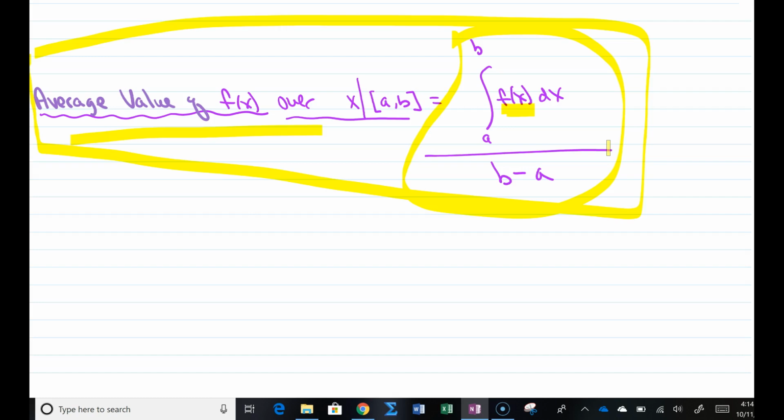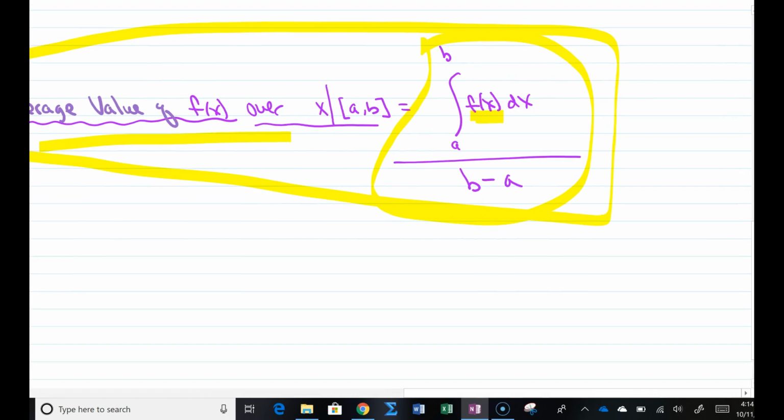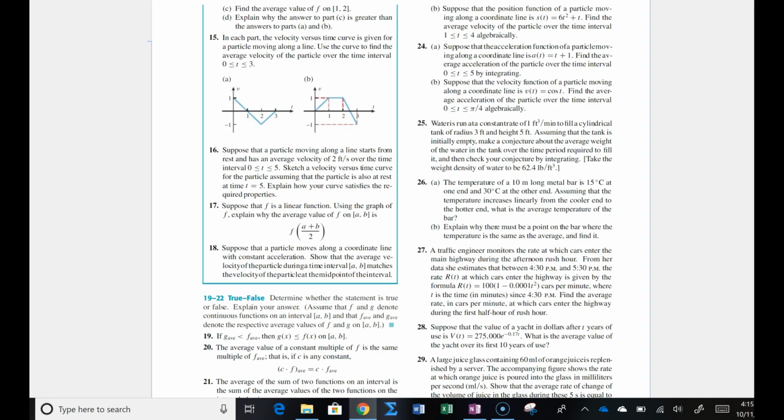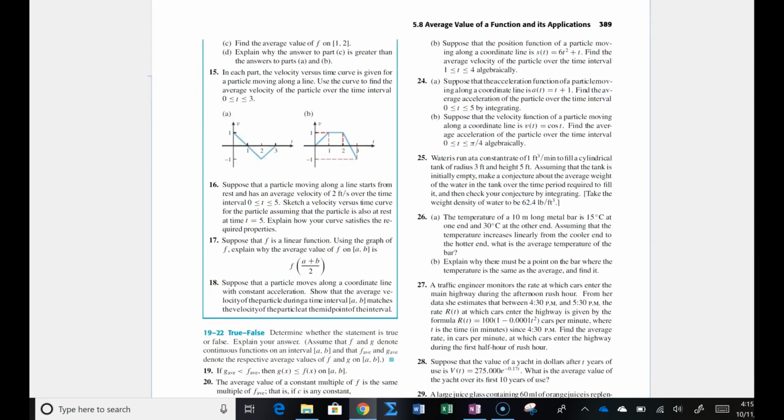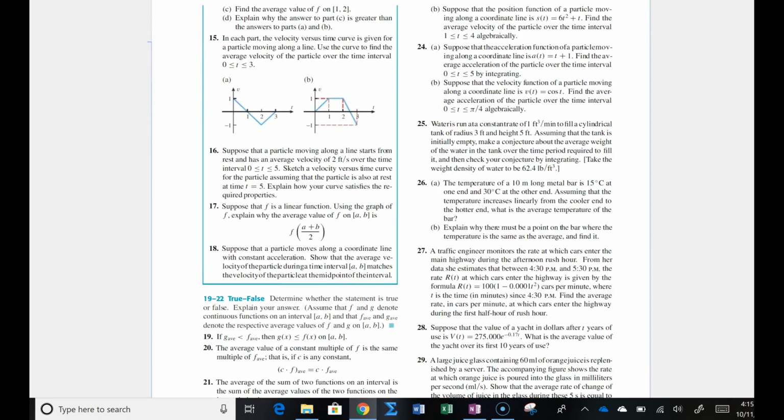trickily incorrectly used. So, for example, if you go to your textbook, and all I'm looking at here is page 389, and you don't necessarily have to turn there because you're looking right there with me. If you look at number 24, because you can't see my pointer, I'm on a website here. Number 24 is saying, suppose that the acceleration function of a particle moving along a coordinate line is here. You're given the acceleration function. Find the average acceleration of the particle over the time interval 0 to 5.